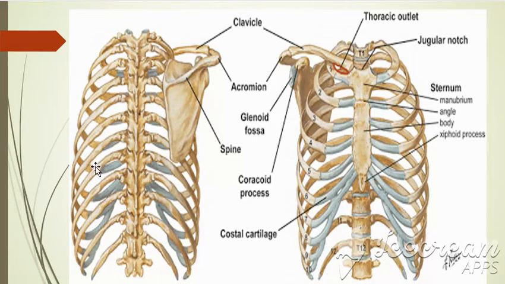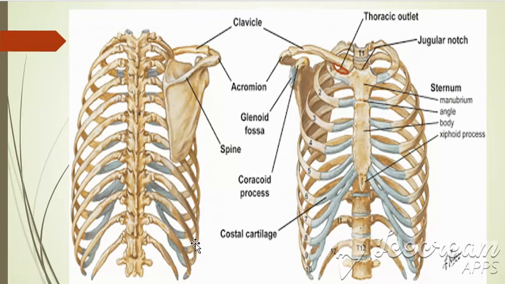See in this diagram, this is the scapula, and this scapula overlies the 2nd to 7th ribs on the posterior lateral aspect of the chest wall. This is the 2nd rib, 2nd, 3rd, 4th, 5th, 6th, 7th. So it overlies the 2nd to 7th ribs.